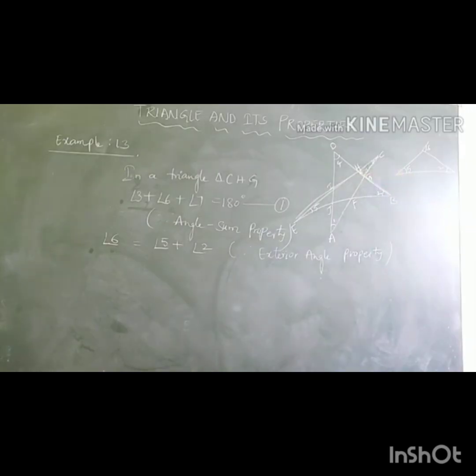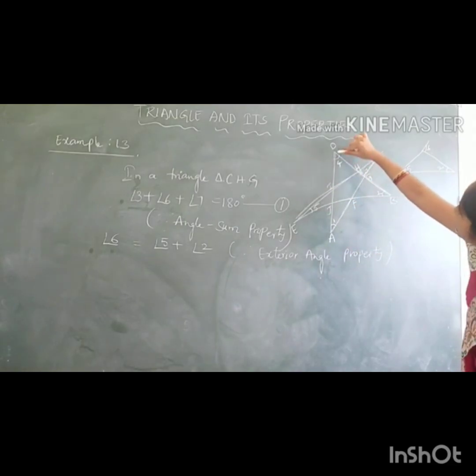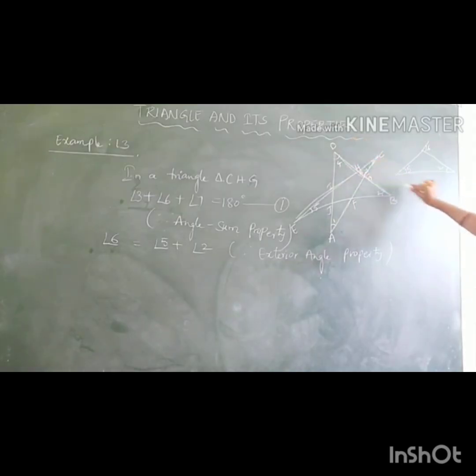In the same way, you also observe angle 7. For angle 7, what are the opposite interior angles? Here is angle 7. So, you should observe this triangle, GAD. Here, angle 7 is there. For that angle 7, what are the interior opposite angles? This angle and this angle are opposite interior angles.